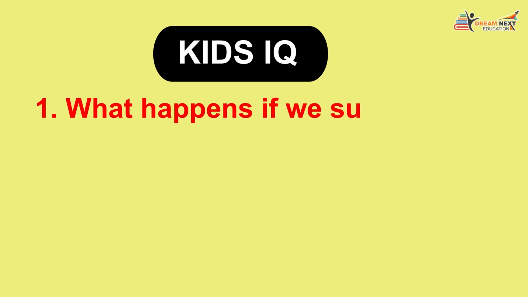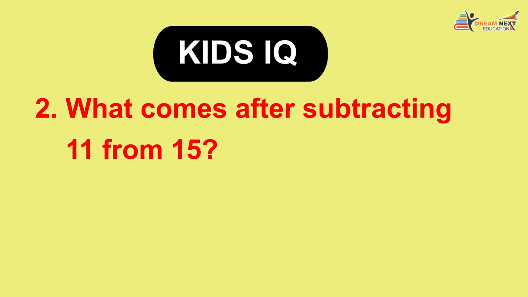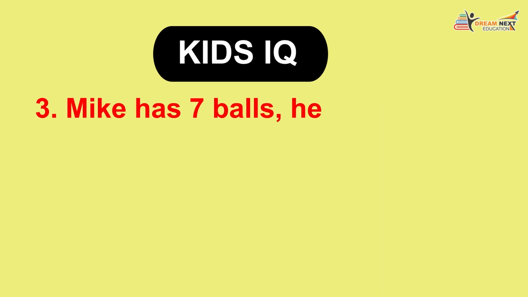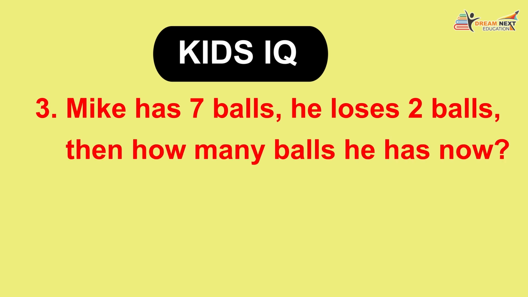Kids IQ. 1. What happens if we subtract 5 from 7? 2. What comes after subtracting 11 from 15? 3. Mike has 7 balls. He loses 2 balls. Then how many balls does he have now?